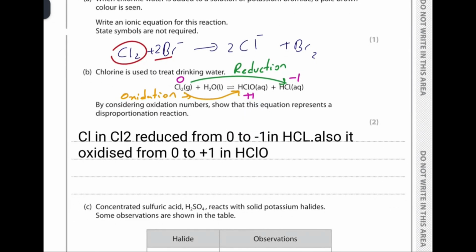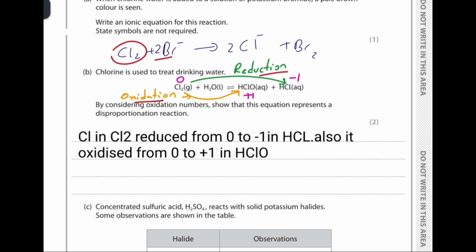Okay, part B, chlorine is used to treat drinking water. By considering oxidation numbers, show that this equation represents a disproportionation reaction. Right? So what are the conditions needed for a disproportionation reaction to take place? An element from the same compound should undergo both reduction and oxidation. Right? So by considering oxidation numbers, show that this equation represents a disproportionation reaction.